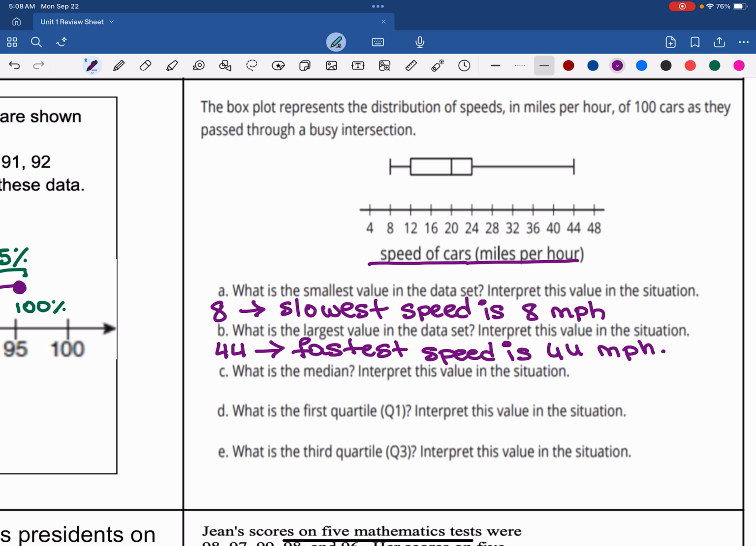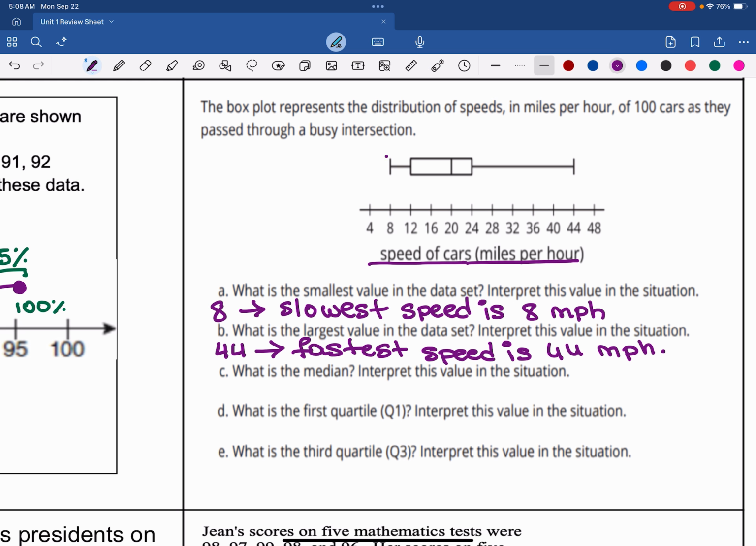All right, C asks us, what is the median? Interpret this value in the situation. So we know our median is right here, halfway, right? So here our median is 20. Now, it's asking us to interpret this value in the situation. If we're ever looking at the quartiles, so Q1, median, and Q3, we have to interpret it as a percentile or as a percentage.